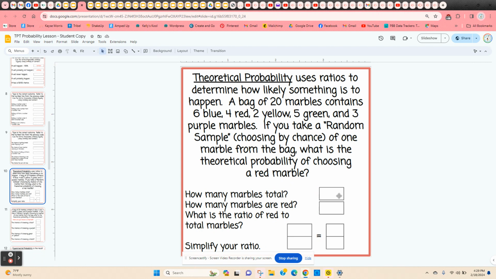So it asks the students how many marbles there are total. Well, there's 20, so they're going to type 20. How many marbles are red? 4 are red. And then what's the ratio of red to total? That would be 4 to 20. And they have to simplify that, so it would be 1 to 5. That would be the theoretical probability, 1 out of 5.